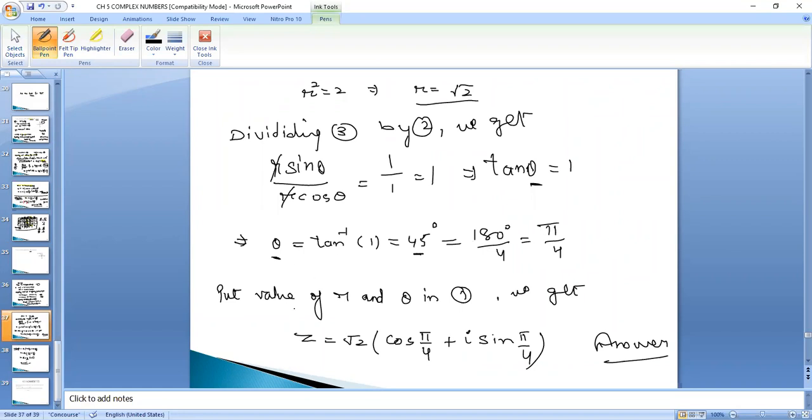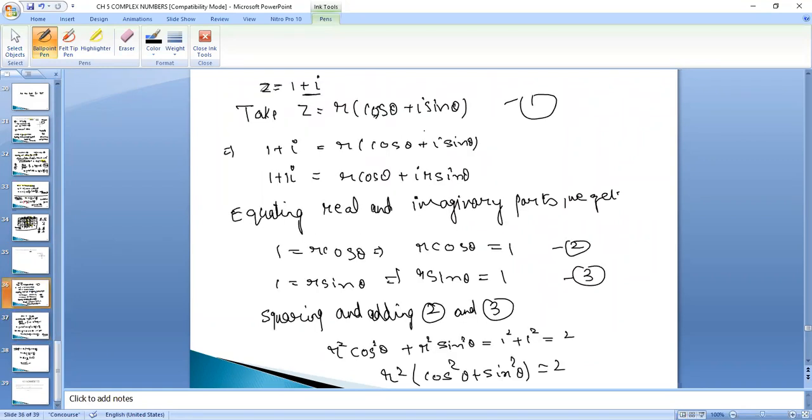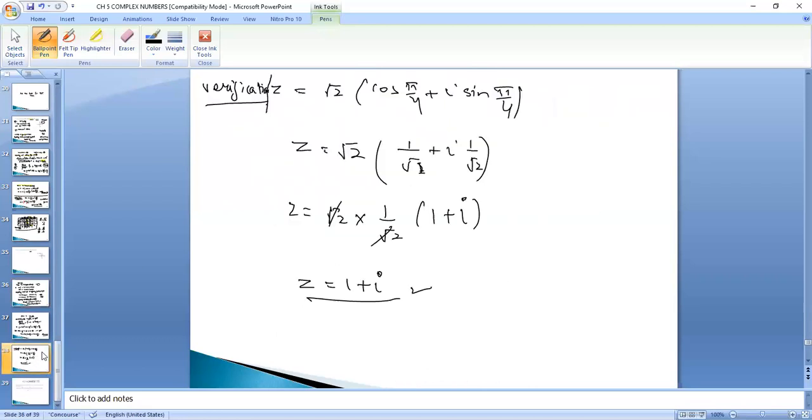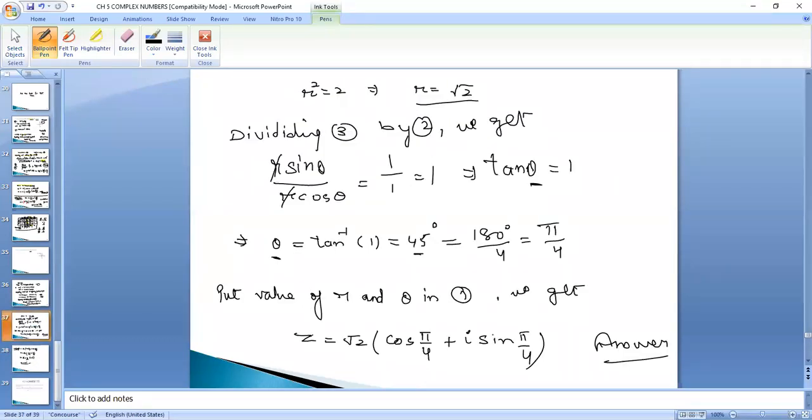Then we have to put the value of R and theta in number 1. Here you will put the value of R and theta in z, so that you will be getting the solution. Z is equal to root 2 cos pi by 4 plus iota sin pi by 4 as the answer. This is the required polar form.